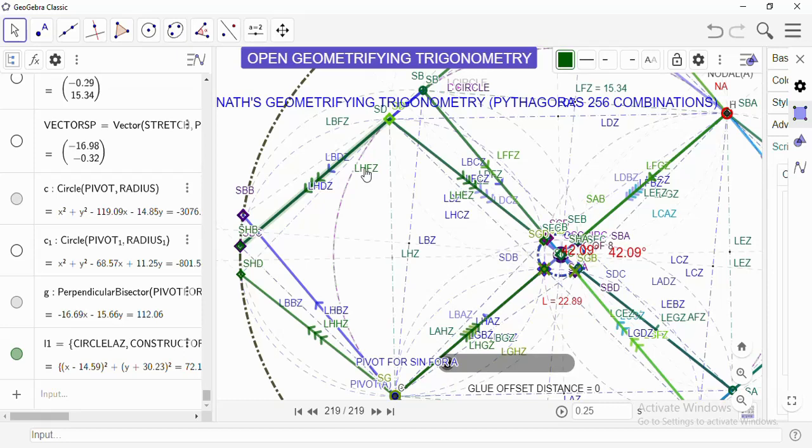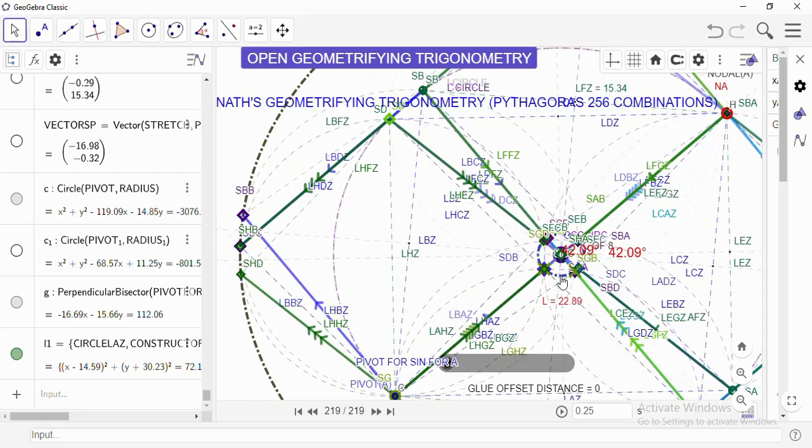F is also sin theta, H is also sin theta, and H into F is not equal to F into H, because the geometry is not commutative for geometrifying trigonometry. So the order of multiplication is important. This is LBBZ, which is also cos square theta, because B is cos theta, B is cos theta, so multiplied it is giving cos square theta.